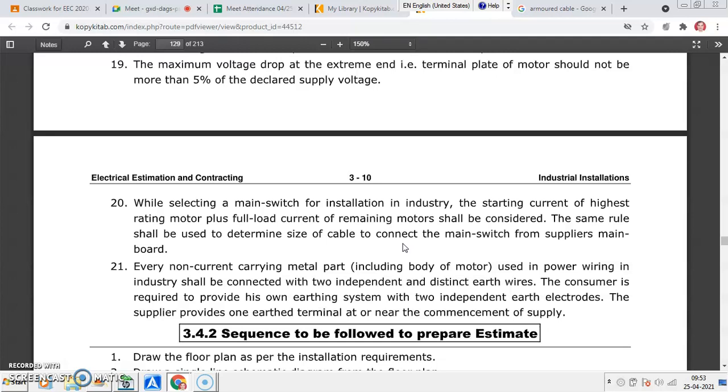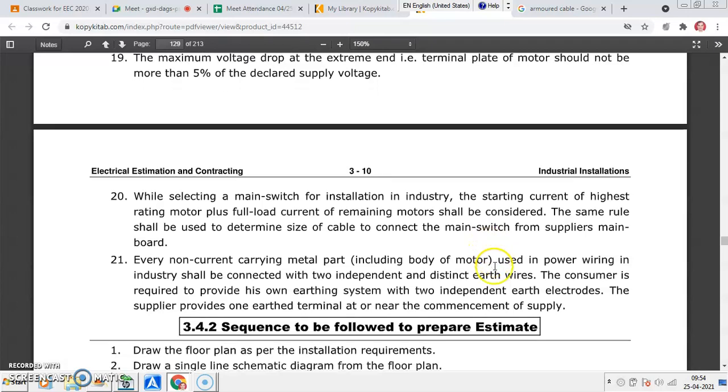So the rating of the main switch is decided such that you find the starting current of the highest-rated machine plus the full load current of all other machines. Do the summation and then accordingly select the size of the switch for the main control of the control center for that particular section. That is applicable. This is also applicable for selection of the cable for the main circuit, which is supplying the sub switches from the main switches.